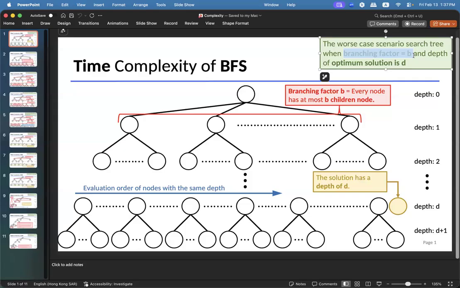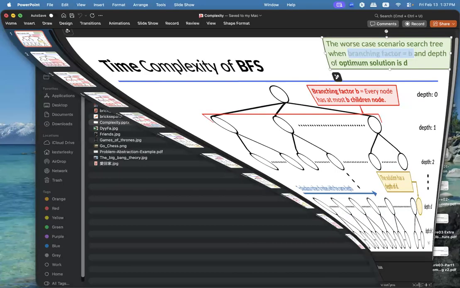So maybe I'll ask, do you still remember the complexity you learned in the data structure course? Anyone? Okay, so anyway, I will explain what complexity is first.